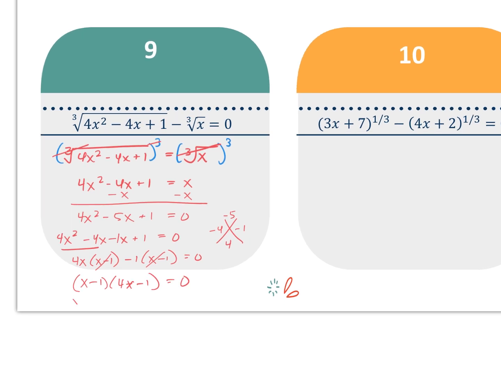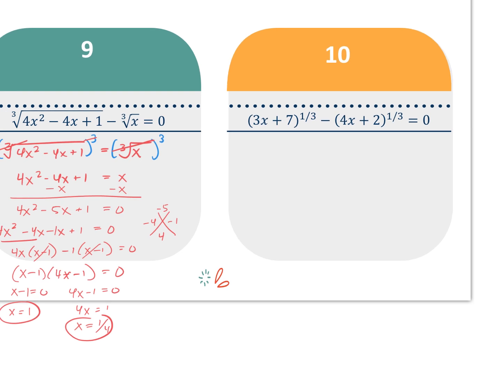And I solve for each. So x minus 1 is 0, so x is 1. And then 4x minus 1 is 0, 4x is 1, and x is 1/4. And I've checked these off camera, and these are, again, valid solutions. There are no extraneous solutions here. So we move on to the next one.